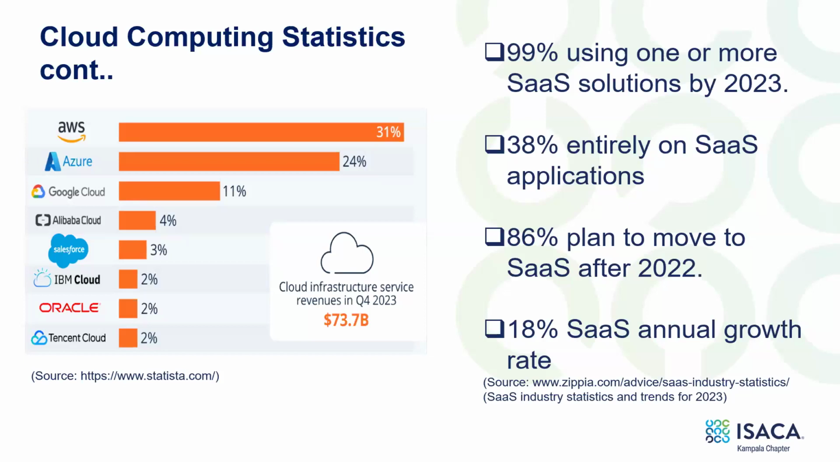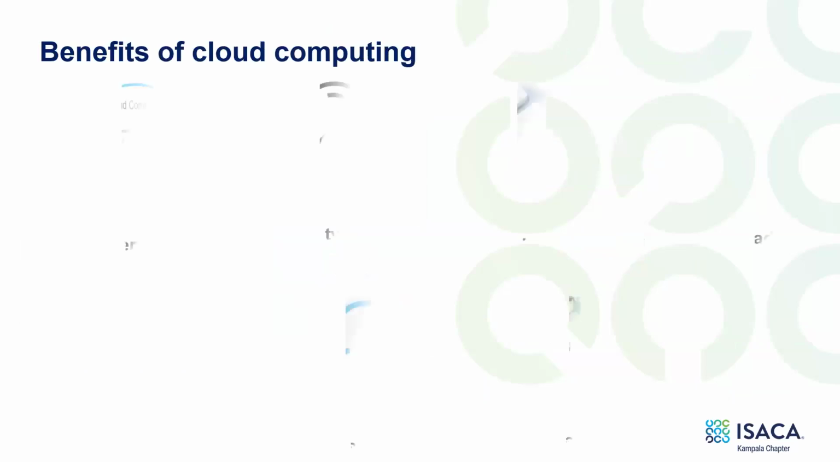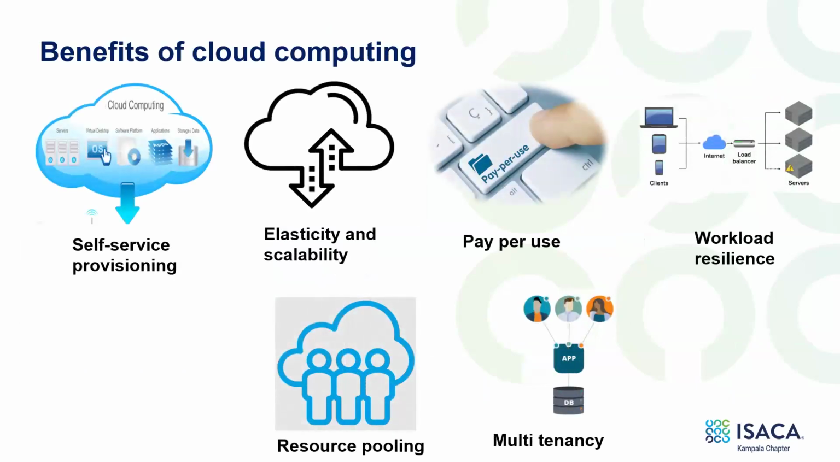Then they also tell us that the SaaS industry currently has an annual growth rate of 18%. So there is no way we are going to run away from SaaS applications. And the only thing we have to do is to embrace them. We have to make sure that we put in place proper policies, proper procedures. We have to put in place proper checks so that we can be able to encounter all the risks that come with them.